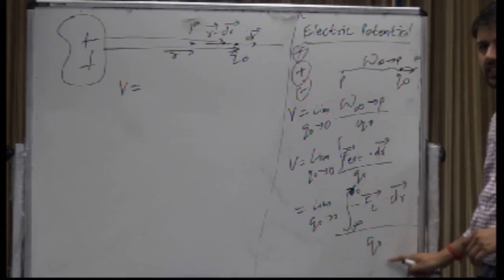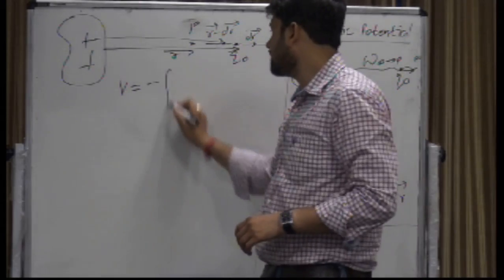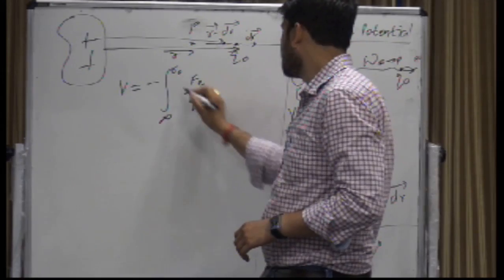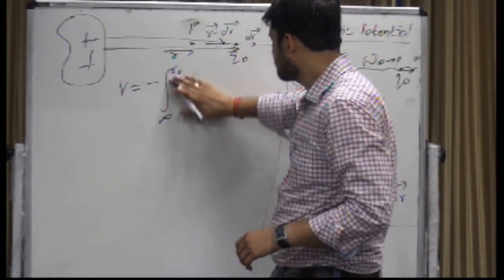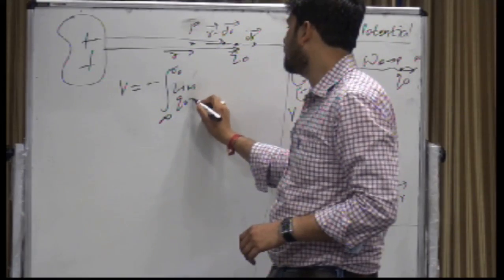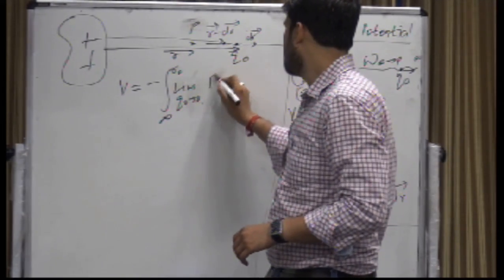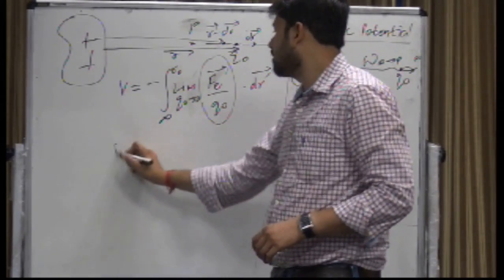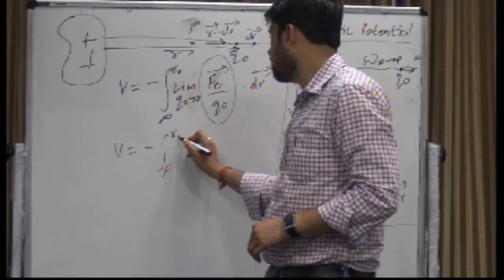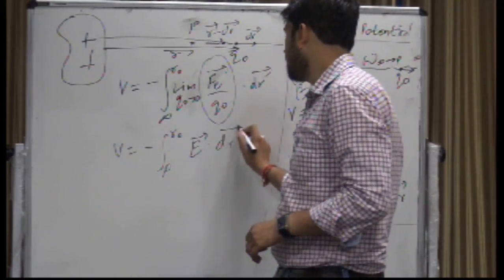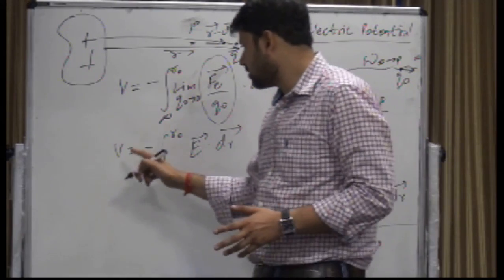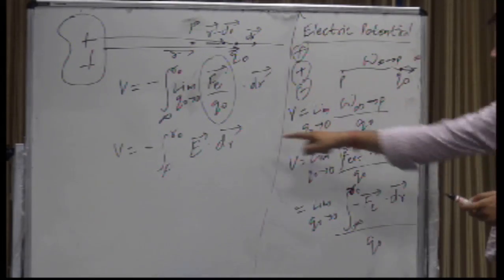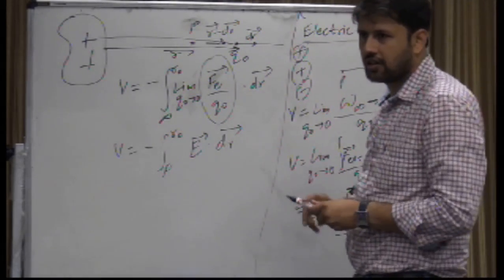Force upon test charge, this is what? Minus integral infinity to R naught, this is Fe by Q naught, limit Q naught tends to 0, Fe vector by Q naught dot dr vector, right? This whole thing is E. So V is minus integral infinity to R naught E dot dr. Is it okay? This is the mathematical formula for potential. Either you can use this or this. Okay, right?